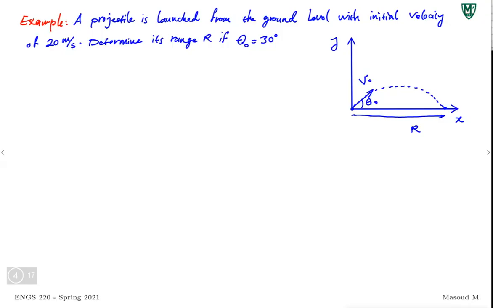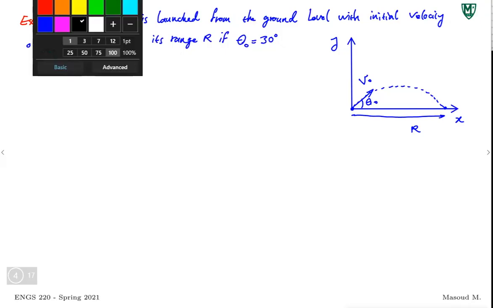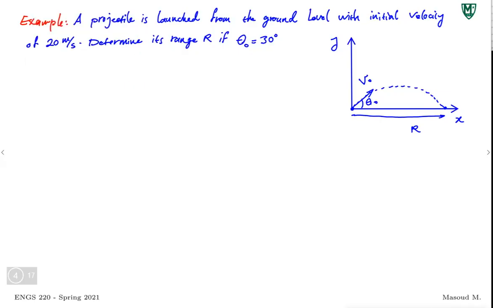All right, so it's again a pretty straightforward problem, just to see how we can use those equations that we just introduced. Things we know here: we know the initial velocity, we're given, is 20 meters per second. And we know the initial angle, the angle that the initial velocity creates with the ground, so 30 degrees. These are the things we know.